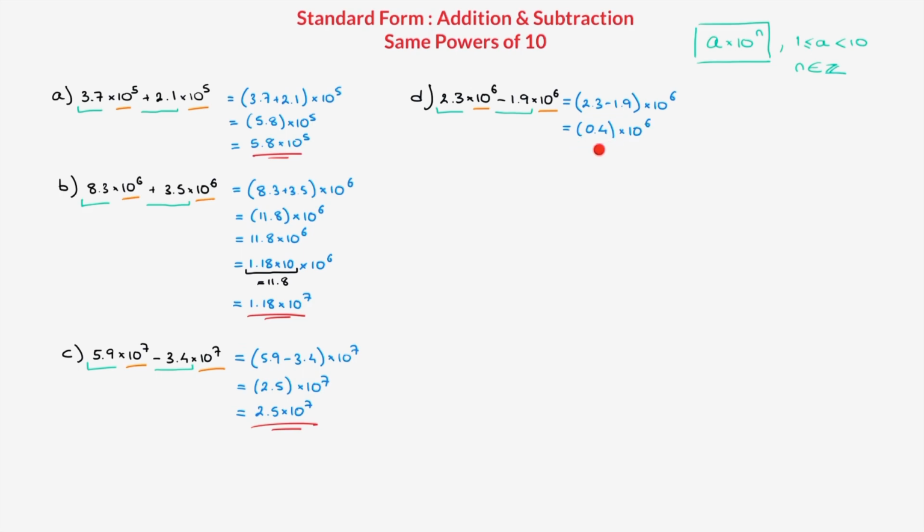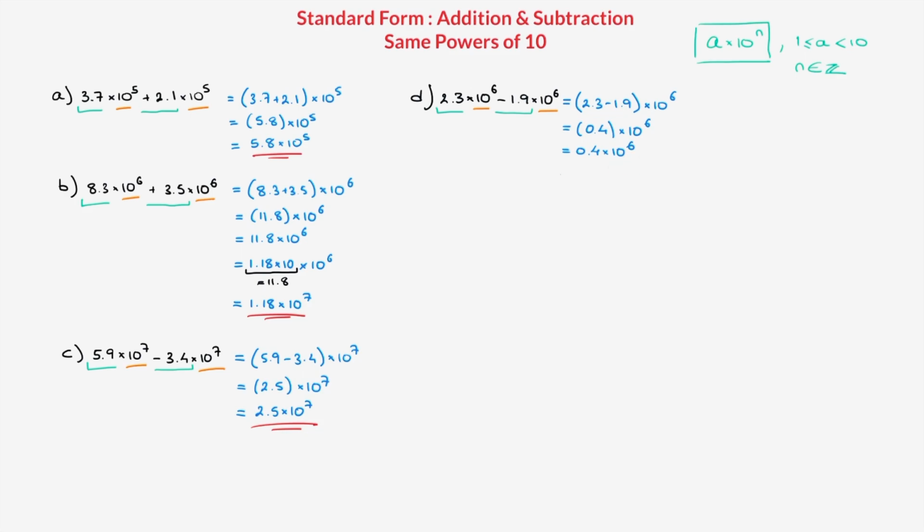Okay, getting rid of this pair of parentheses, which is of no more use to us, this equals 0.4 times 10 raised to the power of 6. But we mustn't stop there. Indeed, as I said a minute ago, the number multiplying the power of 10 has to be greater than or equal to 1. And so to make sure that's the case here, we're going to borrow a 10 from this 10 to the power of 6.